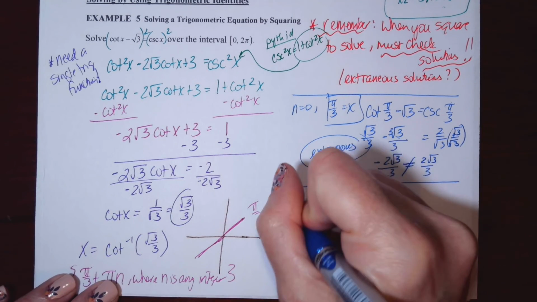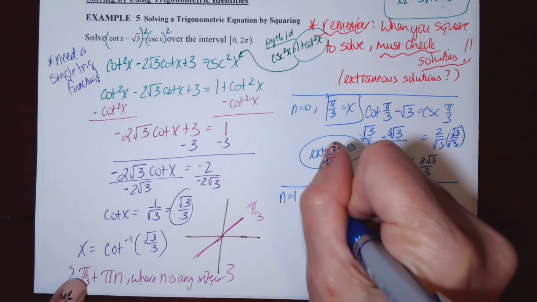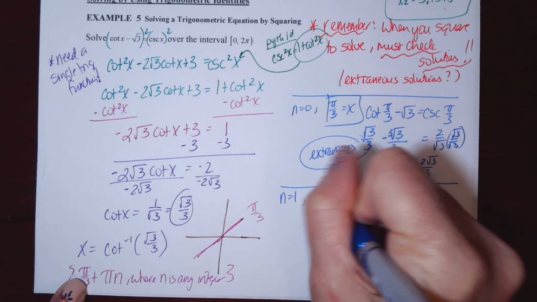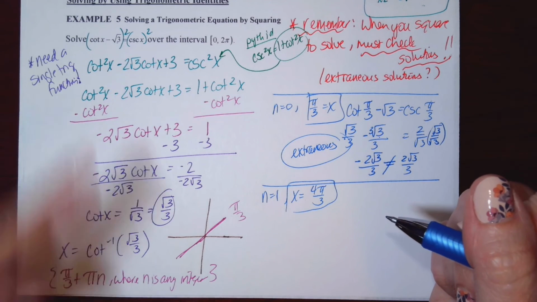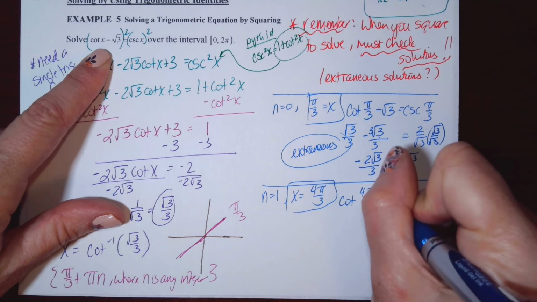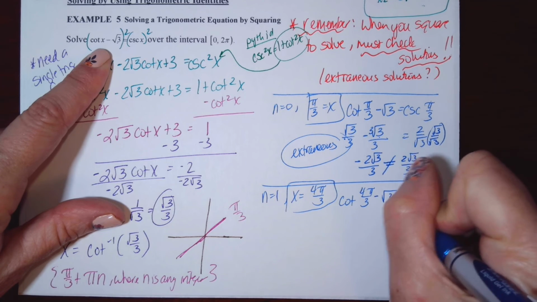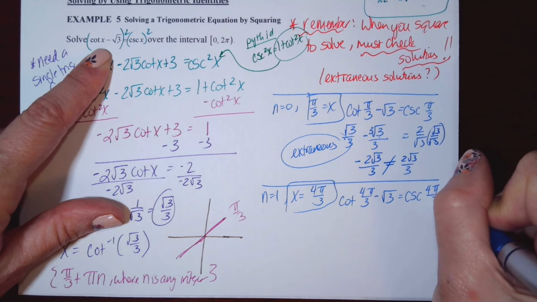So let's go through and say, okay, what if n equals 1? Well, if n equals 1, I'm adding pi. Pi plus pi thirds, 3 pi thirds plus 1 pi third, is 4 pi thirds. X equals 4 pi thirds. That's the next one I'm going to check. So I'm looking at my original equation. I've got cotangent at 4 pi thirds minus square root 3 should be cosecant at 4 pi thirds if this solution works.